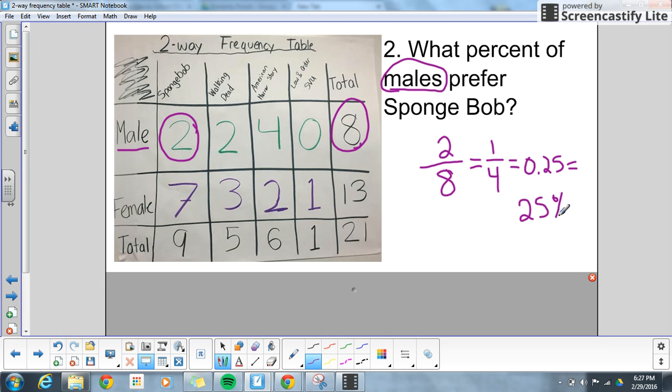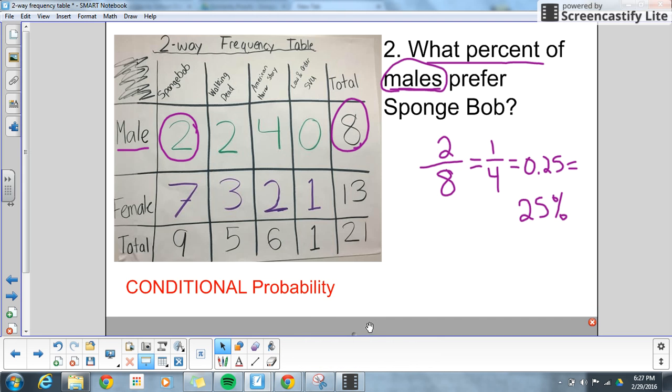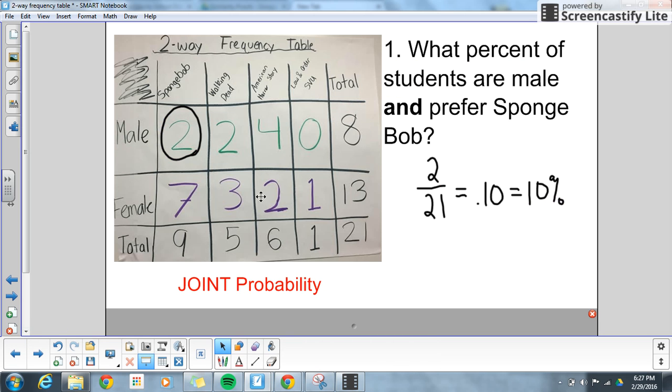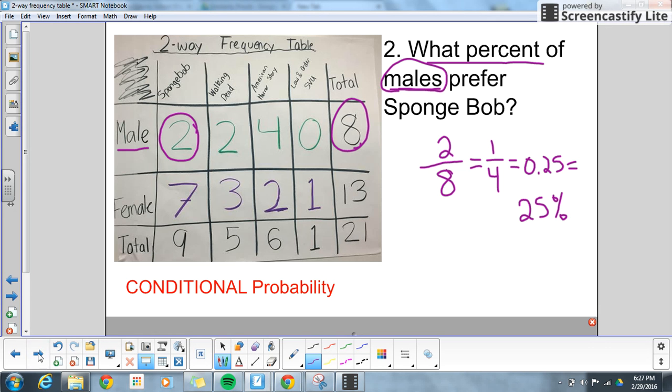So again, our denominator changed because it said what percent of males. So we didn't care about the females in this problem. Since all we cared about were males, we're going to call this a conditional probability because it's based on the fact that they have to be a male first. Now remember, this is different. Our last one said what percent of students, so we were comparing to total students on that one. Here, we care about what percent of males.